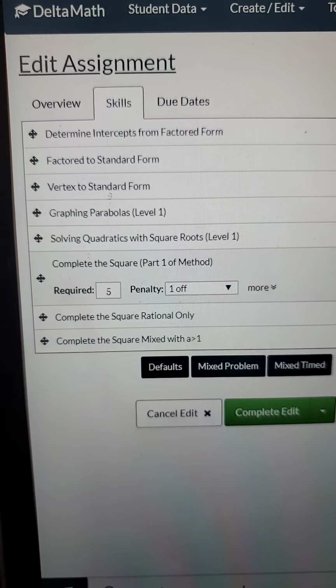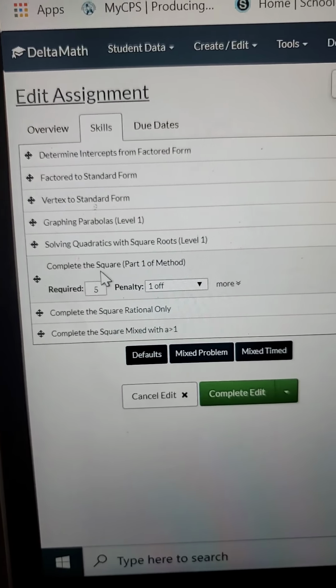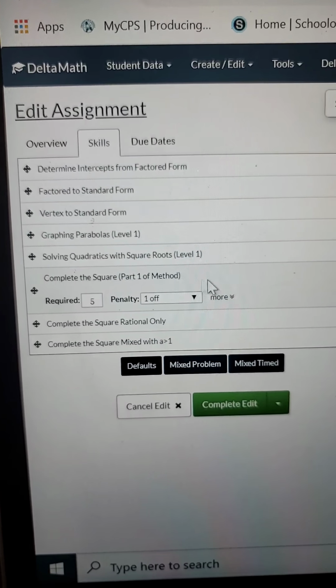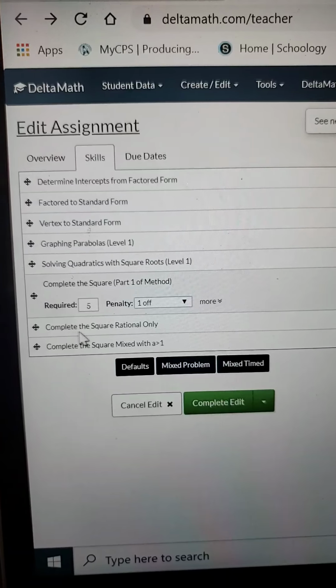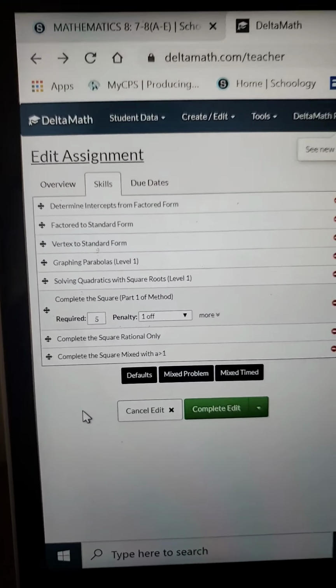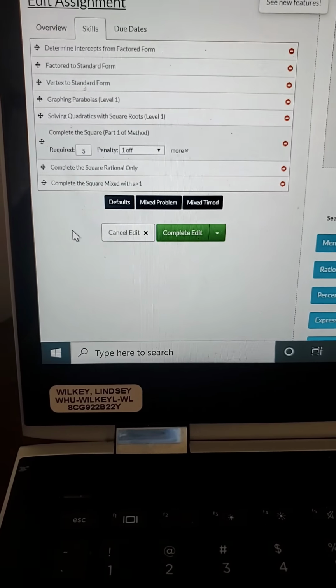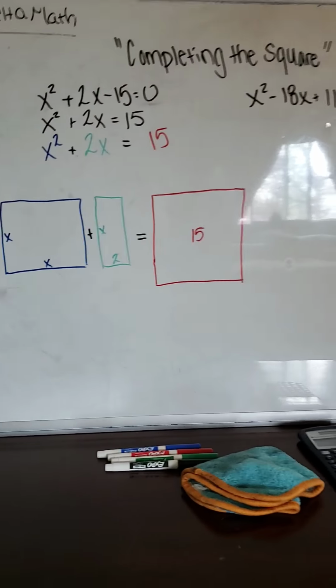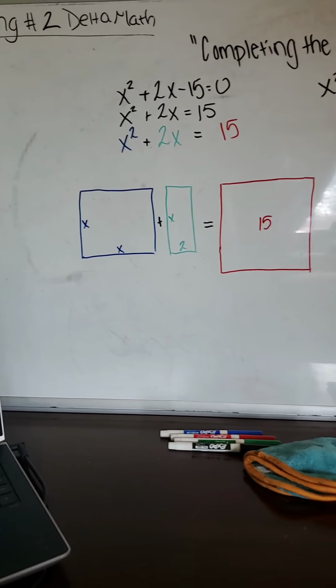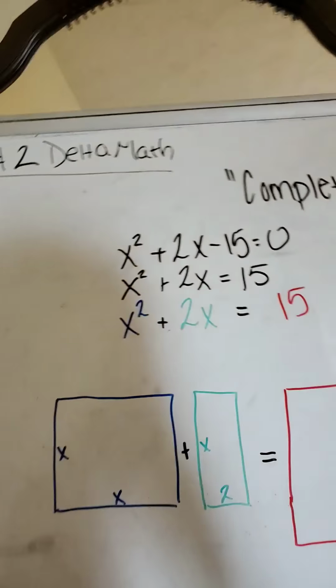One of the things you're supposed to do on that assignment, this question right here, is complete the square, part 1 of method. And then we have to do some more completing the square right here. I didn't want to make you do that until I was sure you knew how to complete the square. So we're going to do a short mini lesson on completing the square and what it means, why we do it.